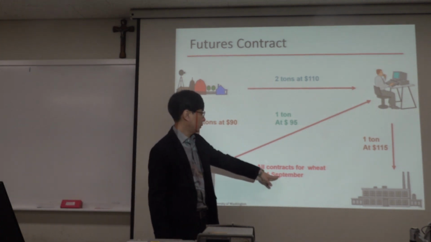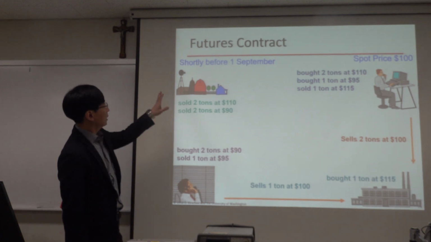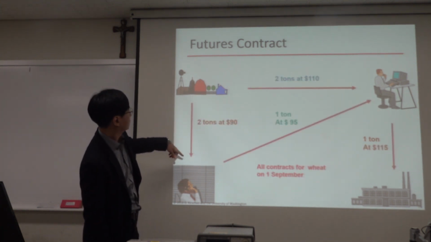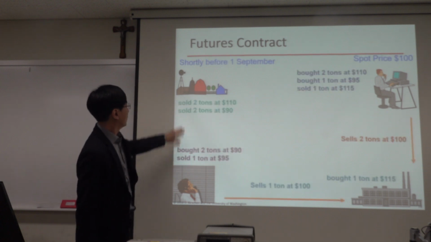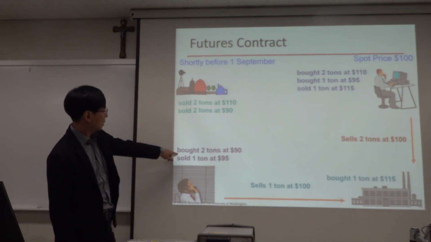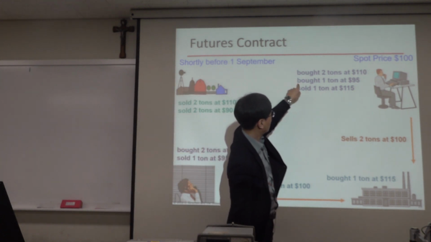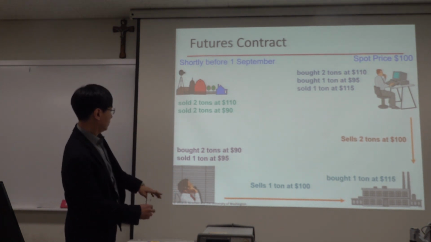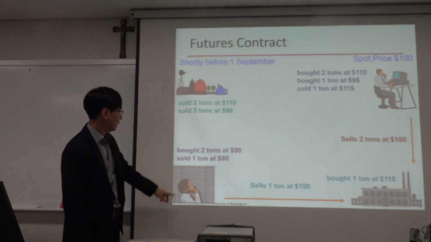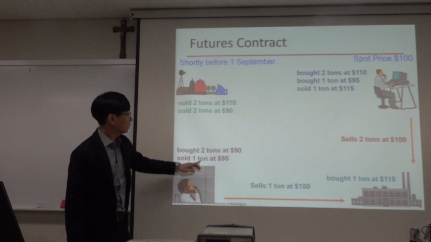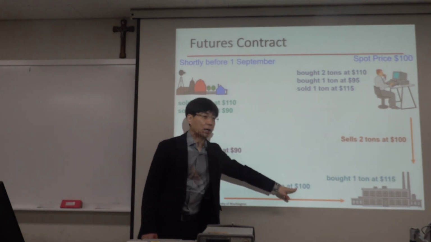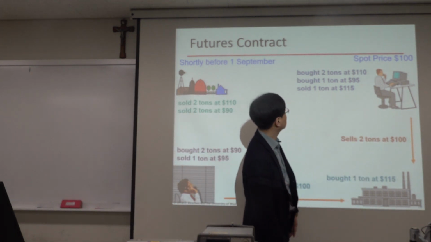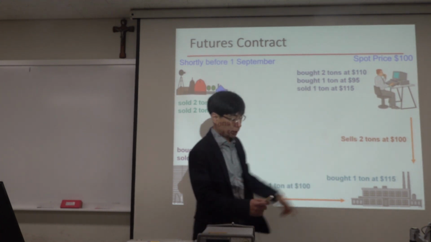So the physical delivery date is September 1st. And let's see what happens shortly before September 1st. Sold 2 tons, 2 tons. That is written here. And bought 2 tons and sold 1 ton. Bought 2 tons, bought 1 ton, sold 1 ton at that price. And because this is just before September 1st, this guy needs to clear his position. Bought 2 tons, sold 1 ton, and sells 1 ton at this price. Okay, so he cleared his position. And this guy additionally sells 2 tons at this price, so he cleared his position as well.